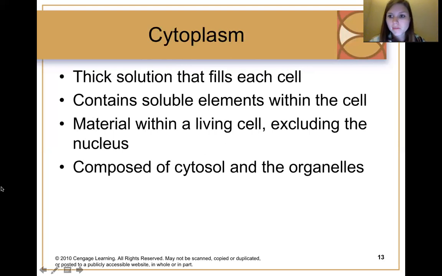So then the cytoplasm is a pretty easy one. We've mentioned it a little bit on some of the other slides. The cytoplasm is basically just a thick solution that fills each cell. It contains the soluble elements within the cell. It pretty much contains all of the material within a living cell, excluding the nucleus. So it's composed of cytosol and then the organelles. The organelles are all the different parts that we've talked about, like the ER, the mitochondria, the lysosomes, the Golgi, things like that. So that all resides in the cytoplasm outside the nucleus.